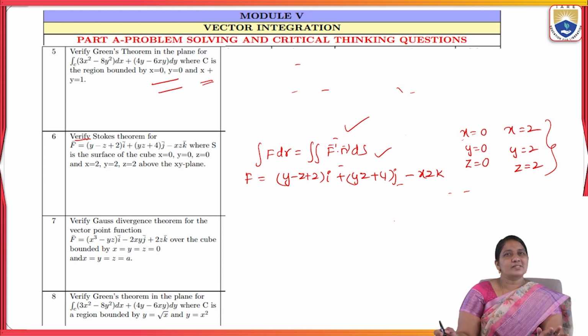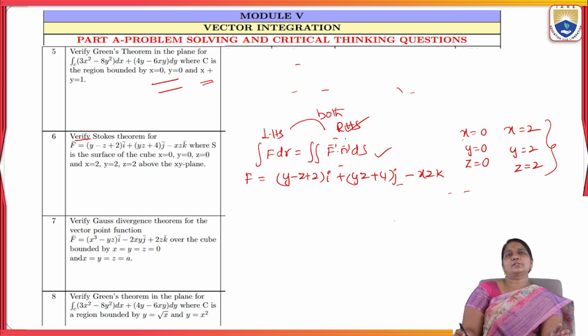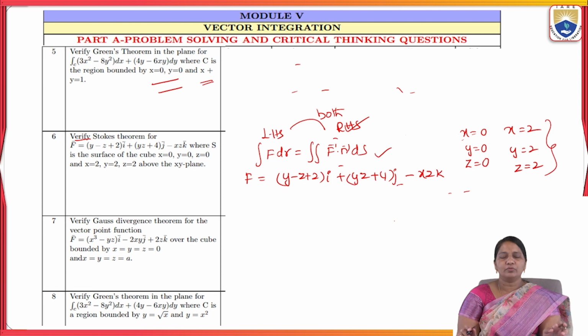But here they are asking to verify. Verify means we have to calculate the LHS part and the RHS part. That means you have to calculate both values. You have to show that LHS is equal to RHS. Based on that only our problem will be complete. So verify means we should do both values.